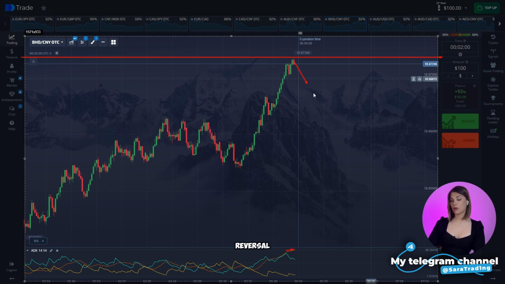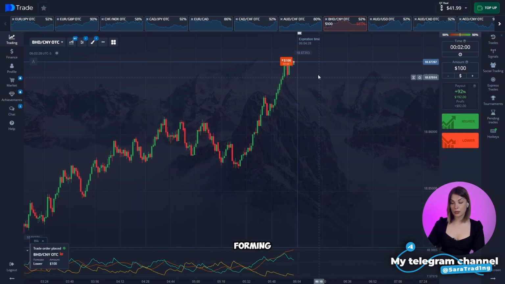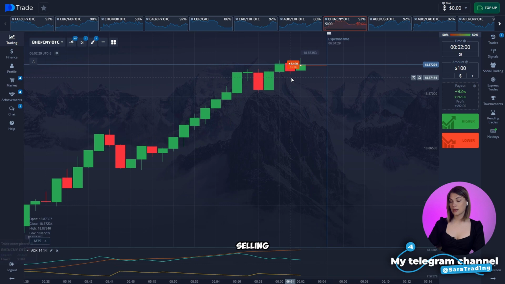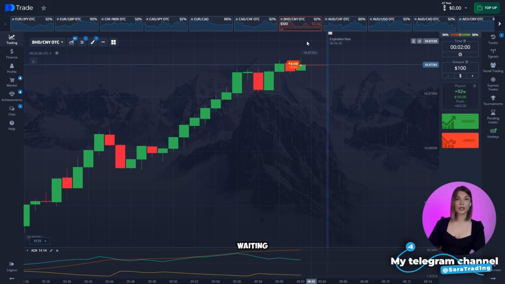And just from this reversal level, we open a position here. Look carefully, a shadow is also forming at the top, which indicates selling pressure. Therefore, I think that we have done everything right here and are waiting for the result.